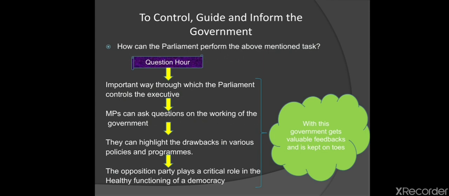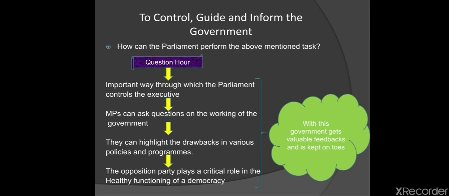Now, the second function is of the Parliament, not the government. The second function of the Parliament is to control, guide and inform the government. So how can the Parliament perform the above mentioned tasks, to control, to guide, to inform? They have question hours in the Parliament, where they can raise questions to the government on any policy or on any law which is made recently.